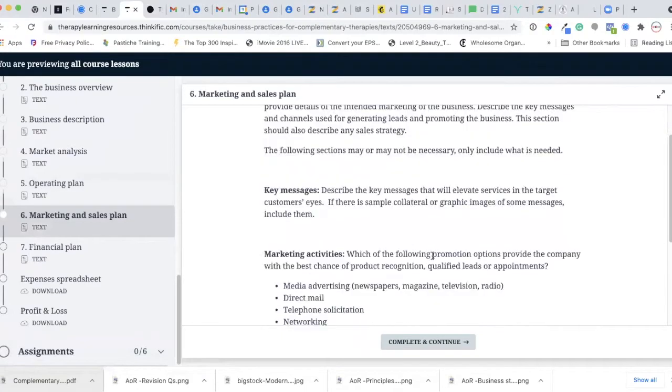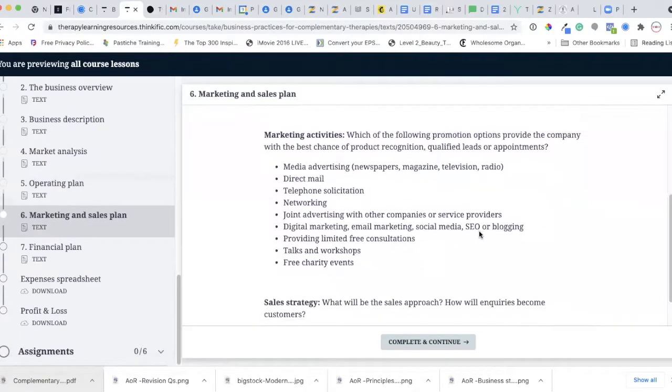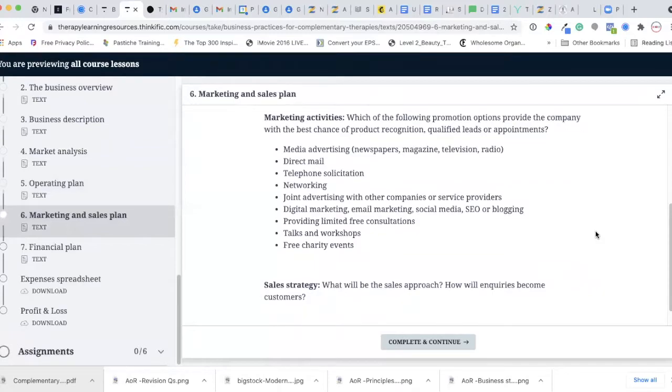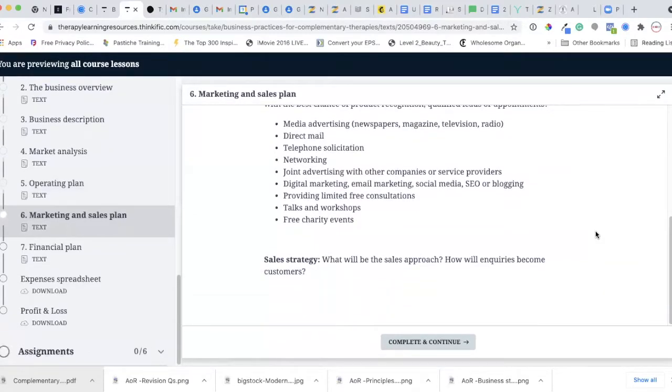And then your marketing. So that feeds into there. What are you going to do? When are you going to do it? So if you are doing questionnaires, you need to include the questionnaire in your business plan. Okay. What happens when a client contacts you? The first thing that happens.